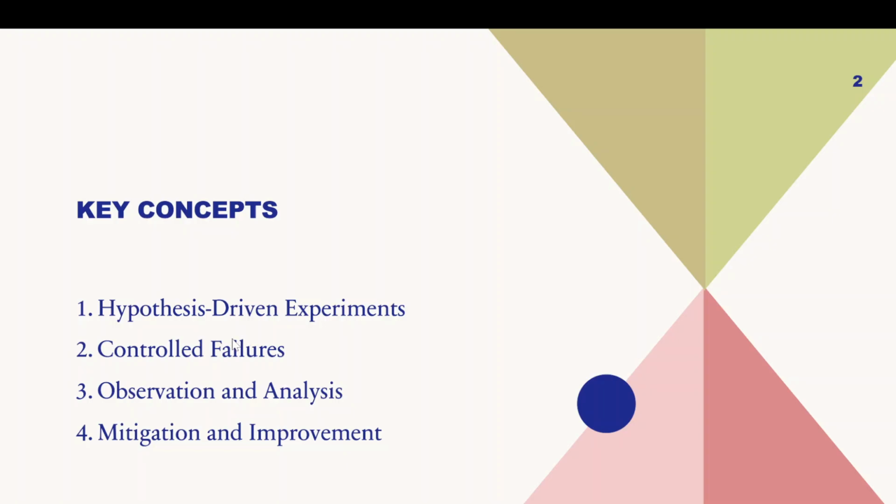And it limits the blast radius. The scope of the experiment, what the chaos engineers are doing here, is carefully controlled to prevent widespread disruption. The third one is observation and analysis.